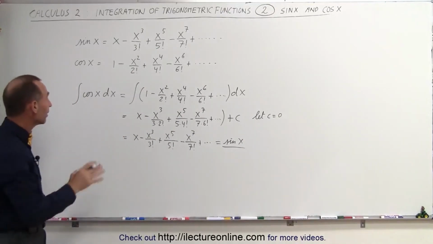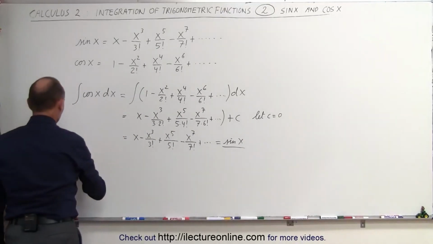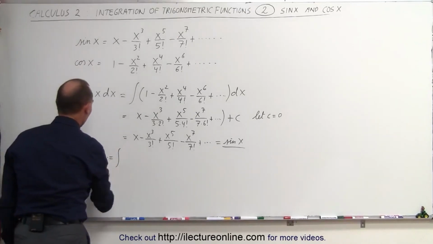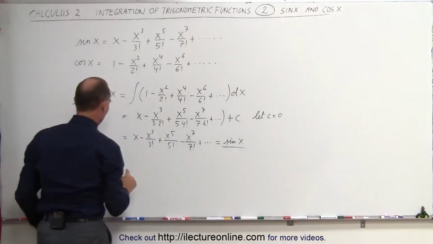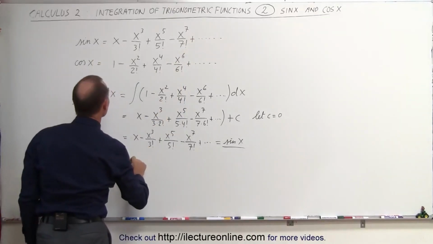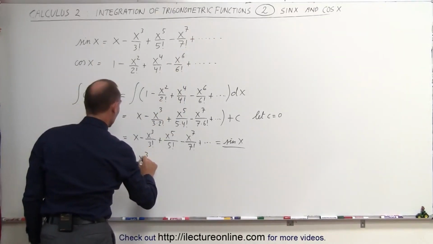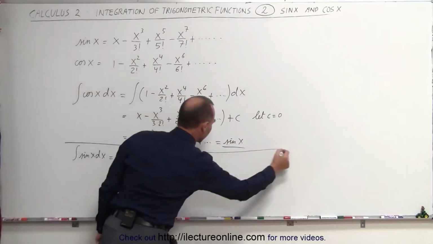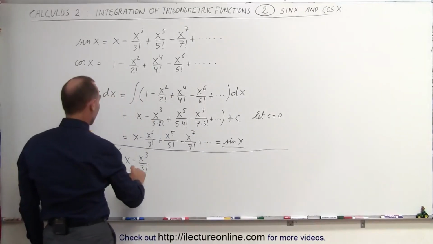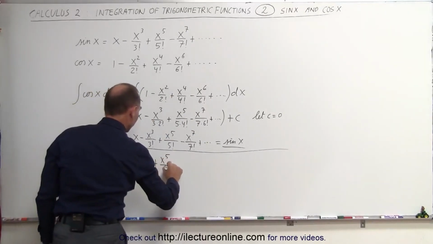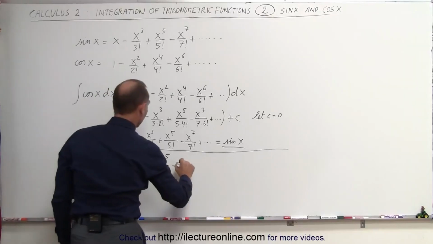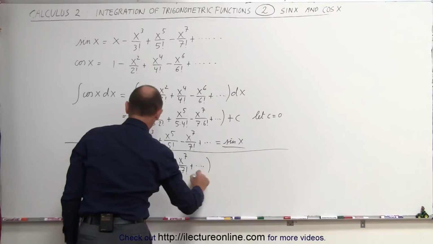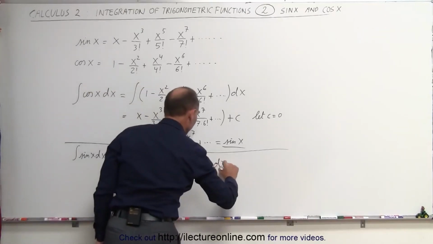Now let's try the integration of the sine of x. When I integrate the sine of x dx, this is equal to the integral of, and since the sine of x is equal to that, I can go ahead and repeat that. That would be x minus x cubed over 3 factorial. Let me draw a line here so it's a little bit clearer what we're doing. Plus x to the 5th over 5 factorial minus x to the 7th over 7 factorial plus and so forth, and the whole thing multiplied times dx.